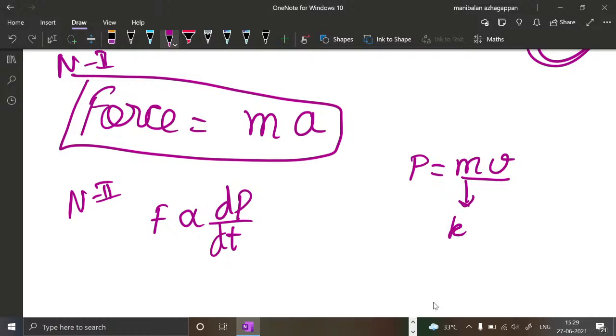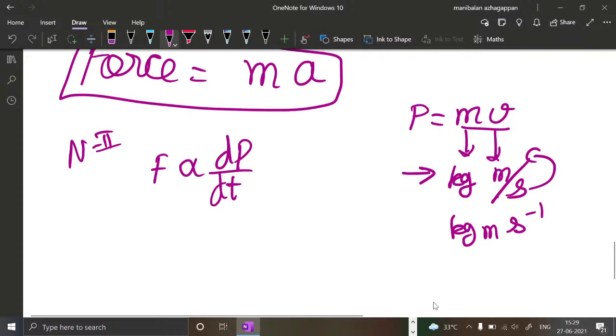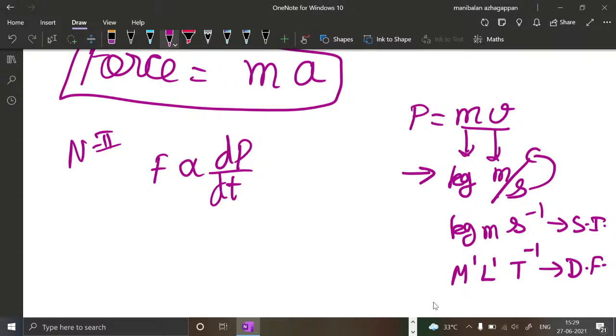The unit of mass is kg. The unit of velocity is meter per second. So the unit of momentum is kg meter, and taking second from the denominator to the numerator, we get second power minus 1. So the dimensional formula of momentum is m power 1, l power 1, t power minus 1. It is the final SI unit of momentum. Now I know what the unit of momentum is.